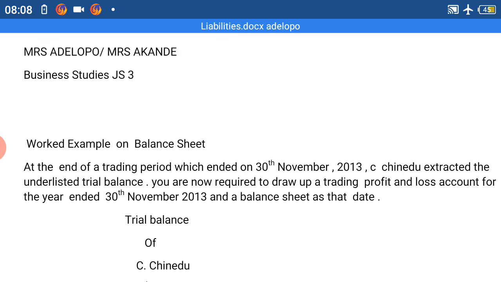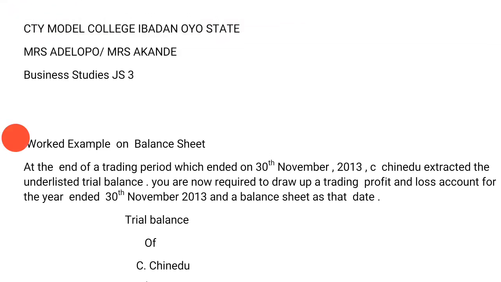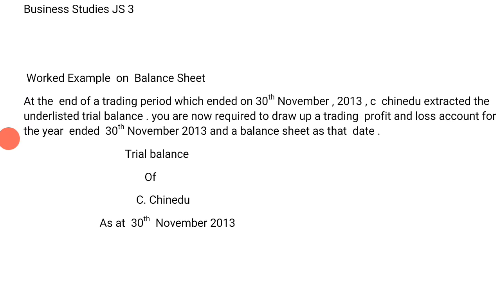I'm to take you Business Studies JS3. As our last topic, we looked into balance sheet, the meaning of balance sheet, forms of balance sheet, that is classification of balance sheets. Now, today we shall continue with worked examples on the balance sheet.